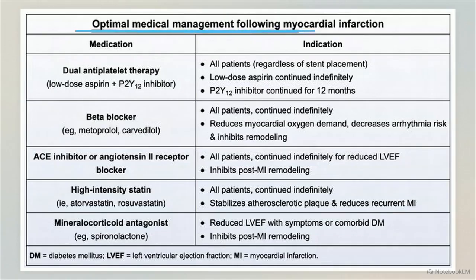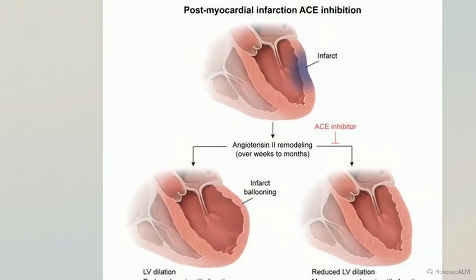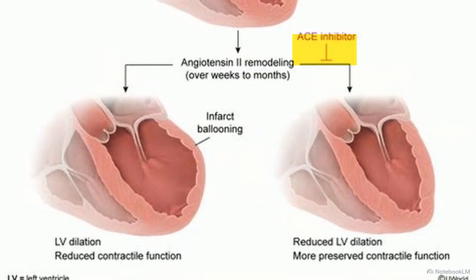Following stabilization, every post-MI patient begins a strict secondary prevention regimen. This table lists the mandatory pharmacotherapy: dual antiplatelet therapy, beta blockers, high-intensity statins, and ACE inhibitors or ARBs. This diagram highlights the specific role of ACE inhibitors. Over weeks to months, angiotensin II causes the damaged myocardial wall to stretch and thin out. ACE inhibitors block this process, directly inhibiting infarct ballooning and long-term left ventricular dilation.